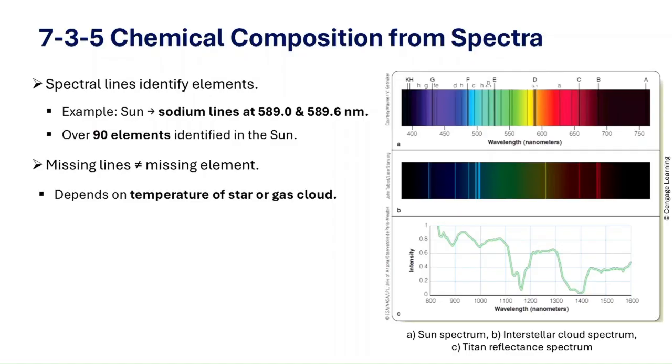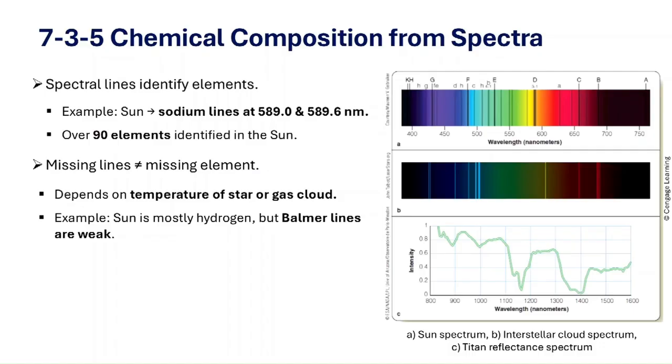Now be careful. If a line is missing, it doesn't mean the element is not there. It might just be that the star is too cool or too hot to excite those specific transitions. For example, the sun is mostly hydrogen, but its Balmer lines are surprisingly weak. That's because the sun's temperature is not high enough to produce strong visible hydrogen absorption.